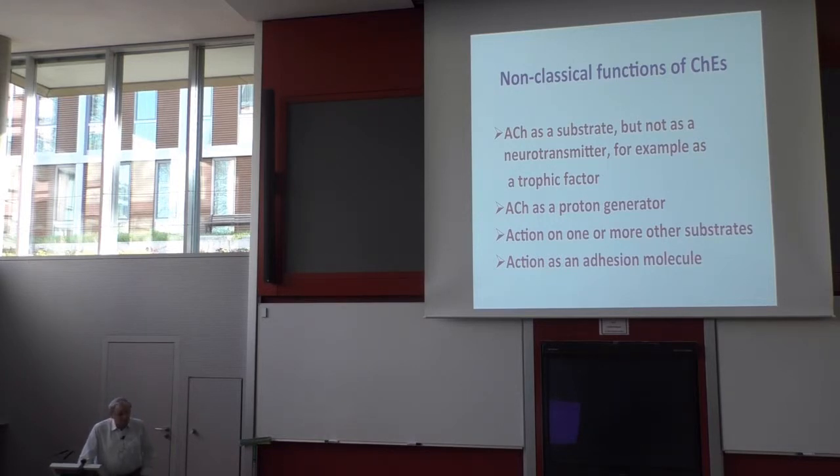B, this is very much what Conrad will say, AChE is a proton generator. It hydrolyzes acetylcholine very rapidly and can produce very large pH changes locally. C, action on one or more other substrates. For acetylcholinesterase, so far there is not one, but for butyrylcholinesterase, I'll show you in a moment that there is. Finally, D, it acts as an adhesion molecule, and I'll go through these things quickly.